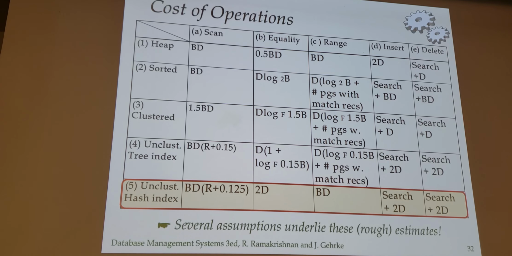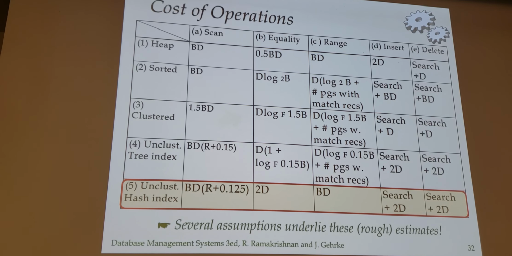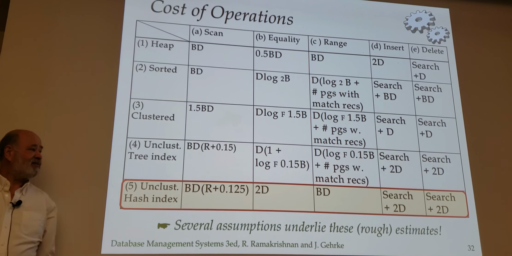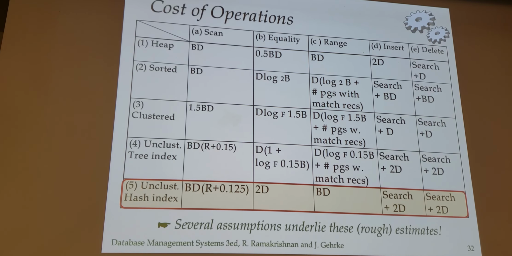Scan the entire file rather than actually using the hash table. So that B.D. there is just, use the heap search instead, which really should be over here and over there as well. What about inserting into the hash table?